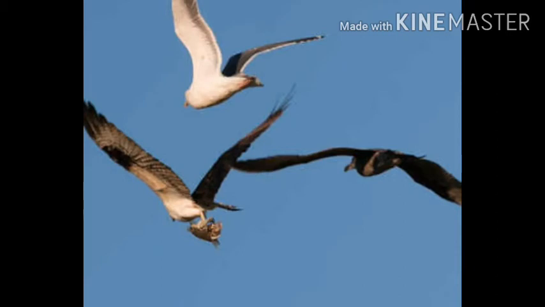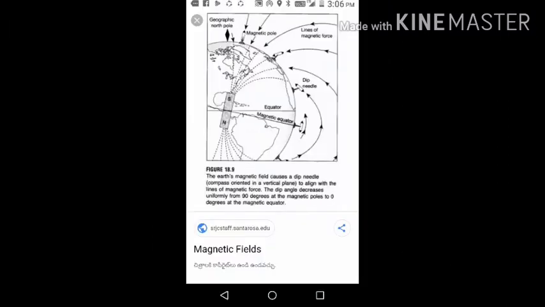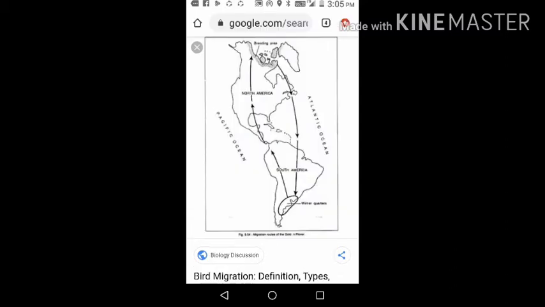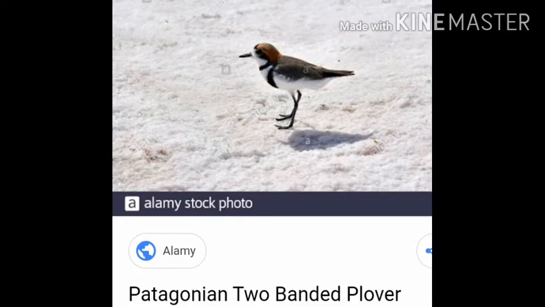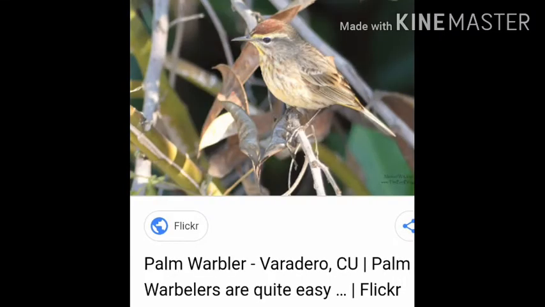Then we come to longitudinal migration. In this type of migration, birds migrate from east to west or west to east. Generally, in the southern hemisphere, we can observe this type of bird. The Patagonian flower is the most common example, which visits Falkland Island and South Patagonia in September and October for breeding. Falkland Island is famous for this Patagonian flower.